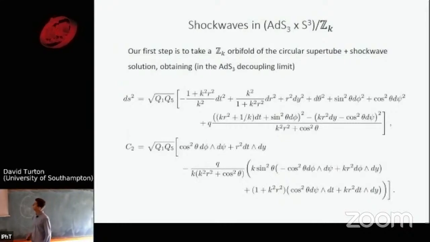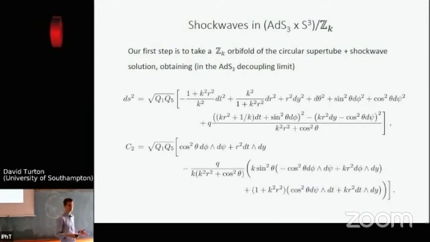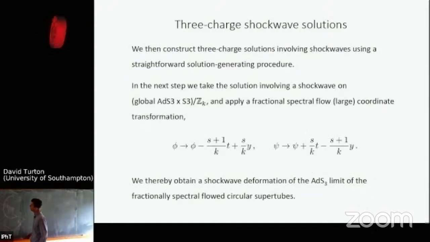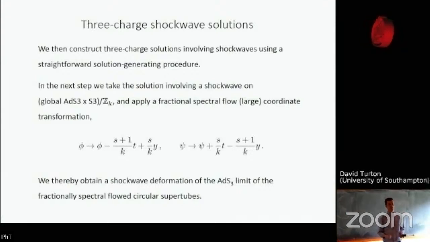Okay, so this is our zk orbifolded two charge supertube with shockwave. And now building on this with a couple of fairly straightforward solution generating techniques, we're going to make 3-charge BPS solutions with shockwaves. So the first is, because we now have the parameter k in the game, we can make a fractional spectral flow of these AdS solutions. So for the first step, I'm fully in AdS3 times S3 decoupling. So we take this 2-charge solution and make a fractional spectral flow.